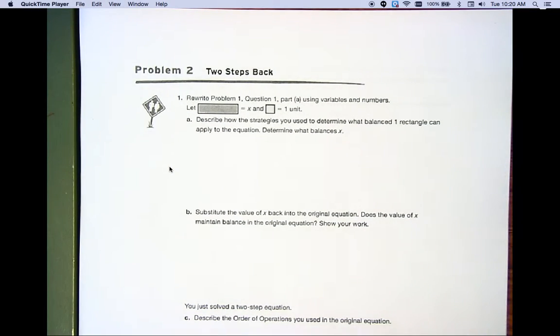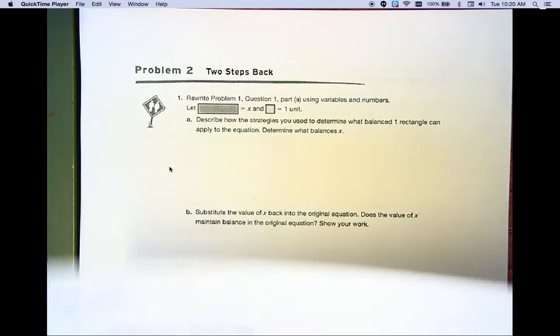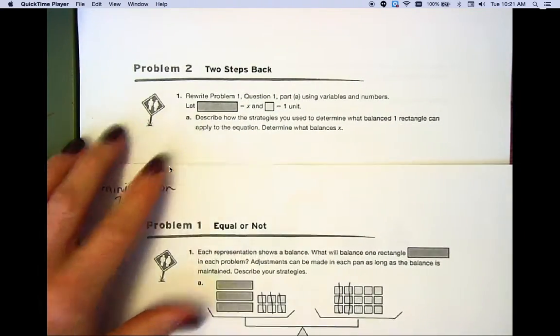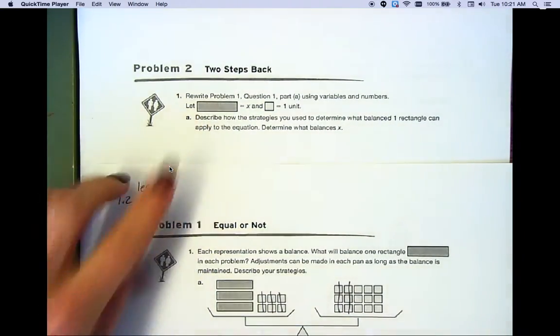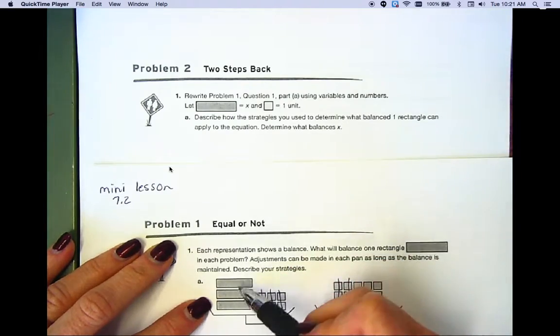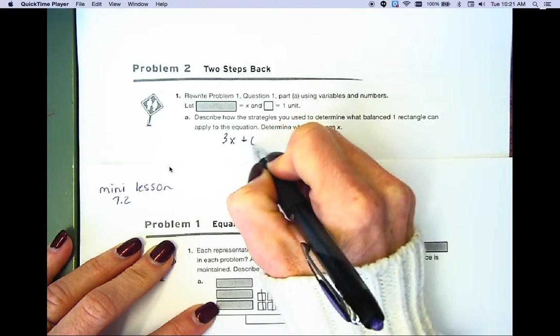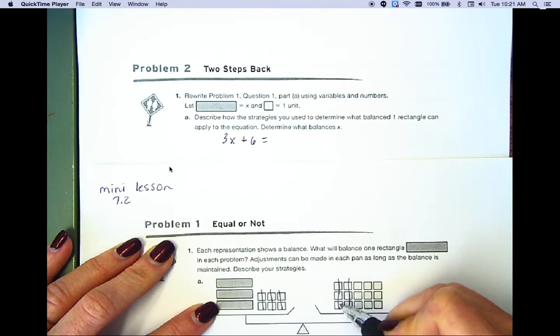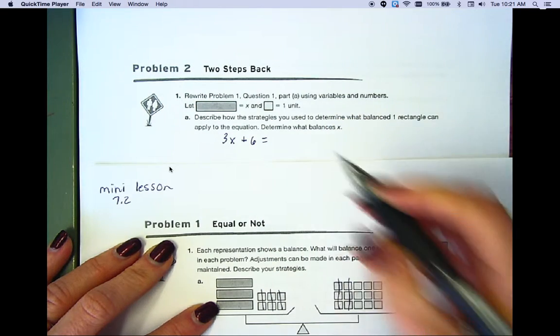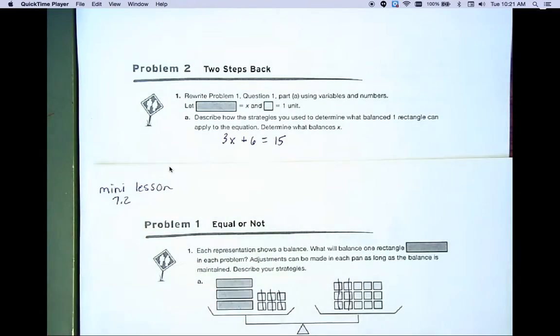So rewrite problem 1, question 1, part A, using variables and numbers. So we're going to let the rectangles equal x and the boxes equal 1. So I have 3 x's plus 6 equal to 1, 2, 3, 3 by 5, so 15 little boxes.